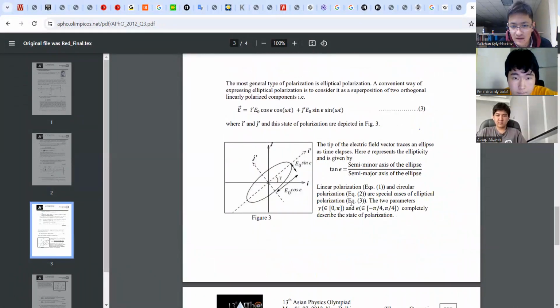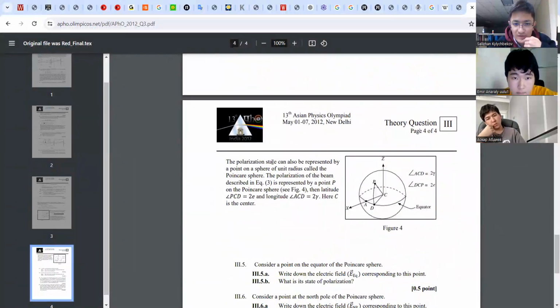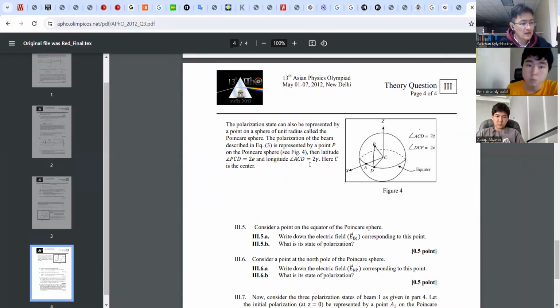Two parameters, gamma and E, completely describe the state of polarization. The polarization state can also be represented by the Poincare sphere. Poincare sphere is confusing, I don't know if you have to know it or if it takes some time. The polarization of the beam described in equation 3, the general equation, is represented by a point P on the Poincare sphere of unit radius. The latitude is 2E, the longitude is 2 gamma. Here C is the center.